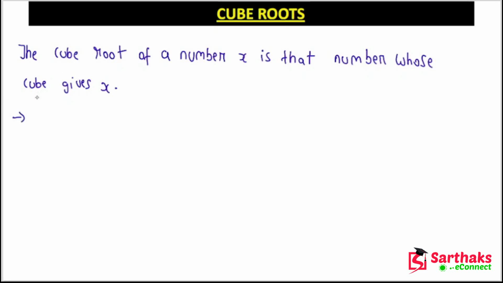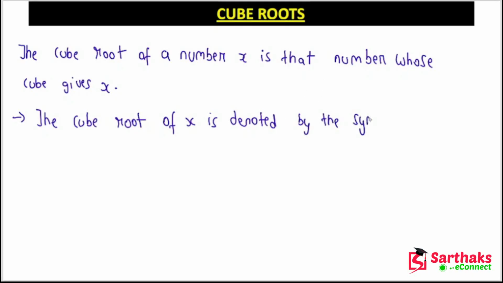So since we represent root with the radical sign, there is also a sign for cube root. The cube root of x is denoted by this symbol. So we write 3 at the radical sign, right? So cube root of x is denoted by this symbol which represents cube root. Now if you do not write this 3, it will be considered as a square root.